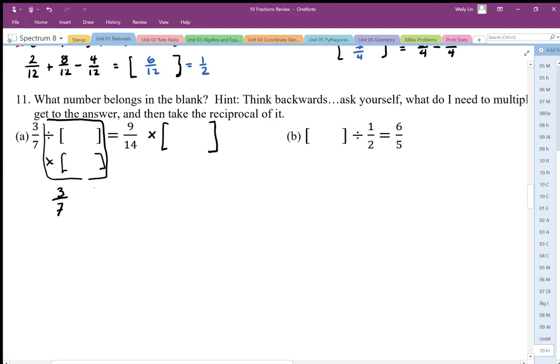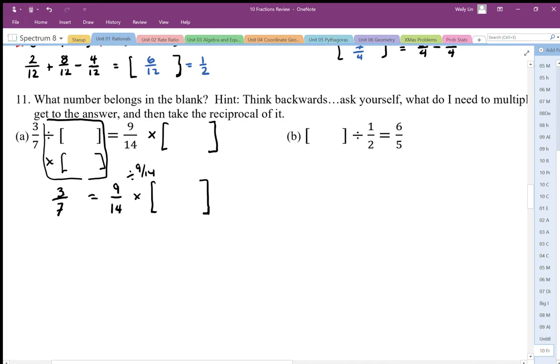So now I have done two things. I've gotten rid of that divide, and now I've expressed it as a times. That's nice because that's really what I want. It's much easier to deal with things as times. But now I want to get rid of that times 9 over 14. So how do I get rid of that times 9 over 14? Well, I'm going to do the same thing. I'm going to divide by 9 over 14.